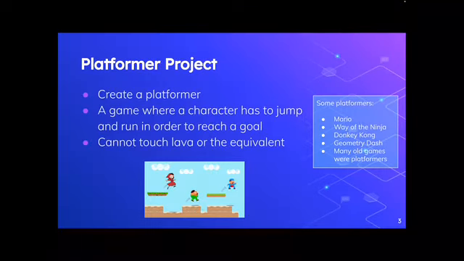Okay, so for the platformer project, you need to create a platformer game. This is a game where a character has to jump and run in order to reach a certain goal. Platformers generally also have some kind of feature where you cannot touch lava or some equivalent thing. Some examples of platformers you might have played are Mario, Wave the Ninja, Donkey Kong, Geometry Dash, and many of the old games were platformers. Games that people used to play a long time ago tended to be platformers.